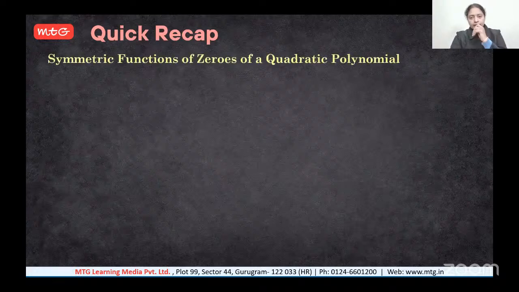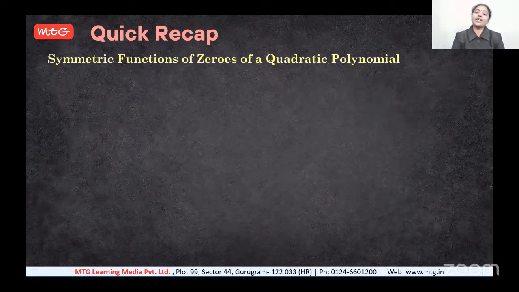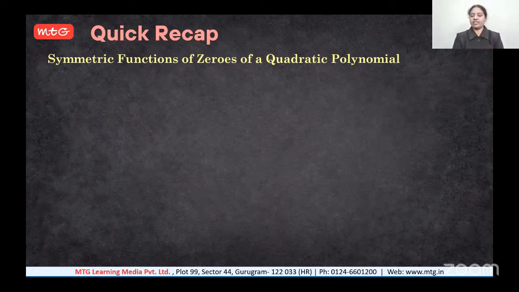Now, there is another most interesting topic where you can find maximum questions. Symmetric function of zeros of a quadratic polynomial. This is a subtopic of 2.3. In 2.3, this subtopic is more important than the rest of what we have studied. What is a symmetric function?